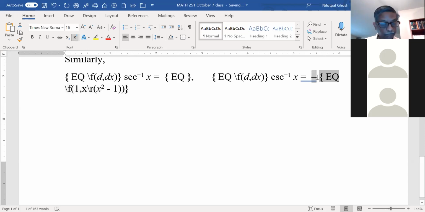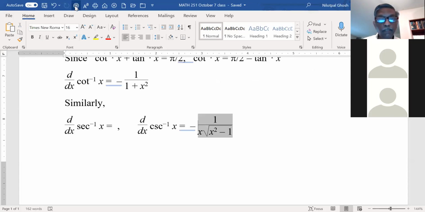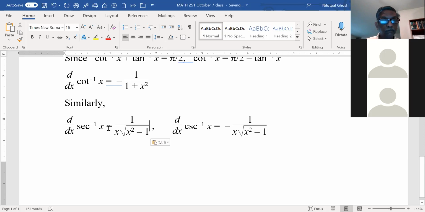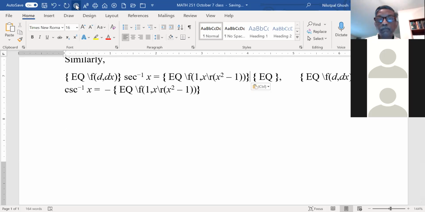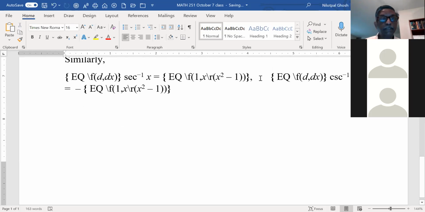There is a minus sign here. Okay, so open, close. Okay, square root of, like this. That does look good to me. Okay, so let's check it out. Yeah, it came out right. So copy that one, put it here.